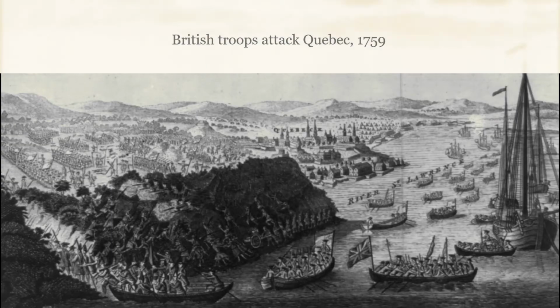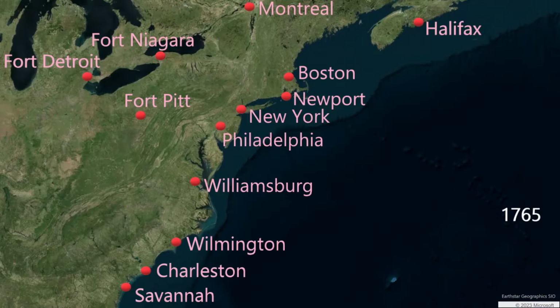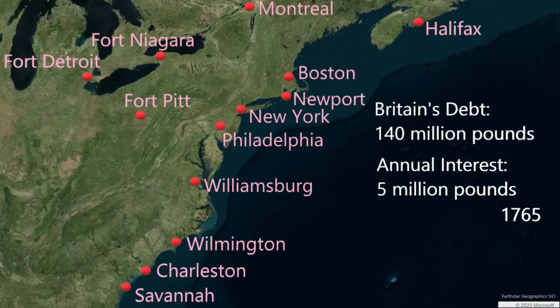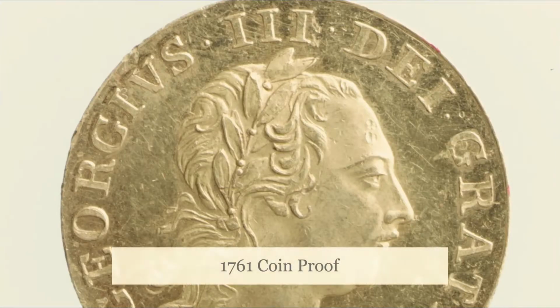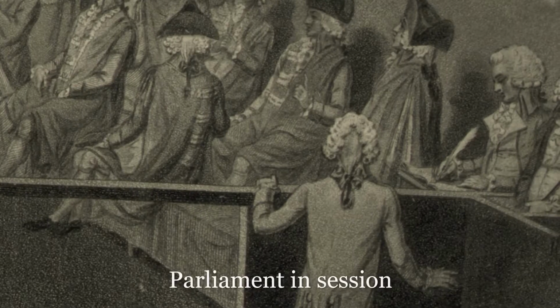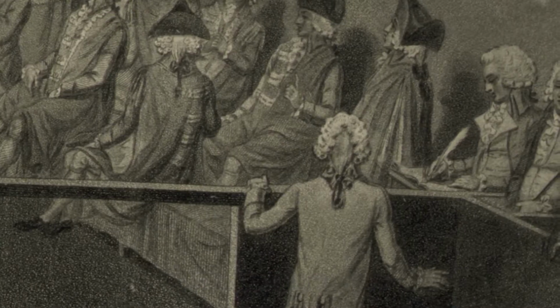However, the long war was costly, and the empire needs revenue to repay its national debt. Following the long war against France, Britain had accumulated a £140 million debt, which included an annual interest sum of £5 million each year. £140 million in 1765 is the equivalent of about £20 billion in 2023. So from an administrative perspective, London feels a very urgent need to raise revenue.